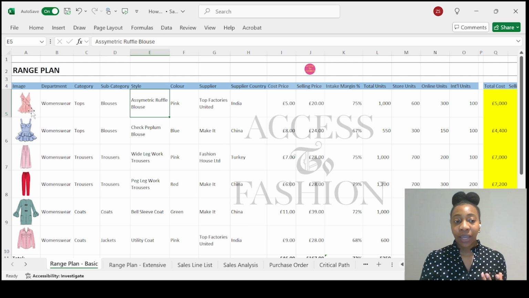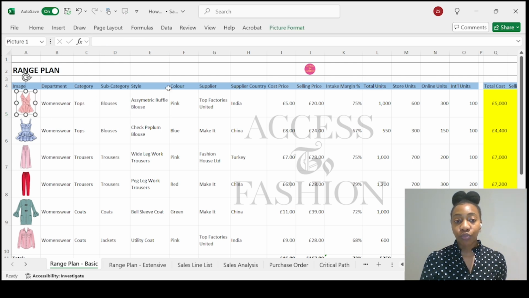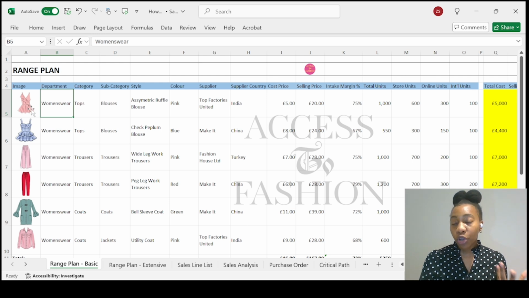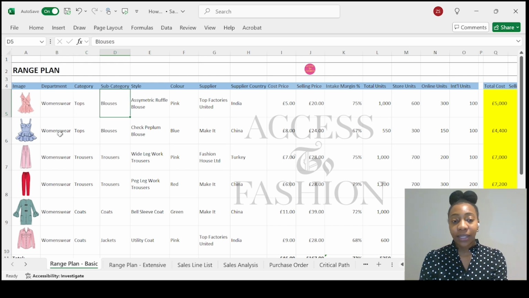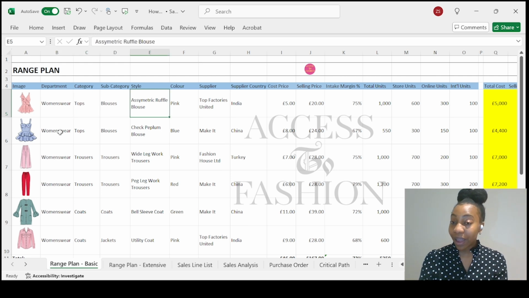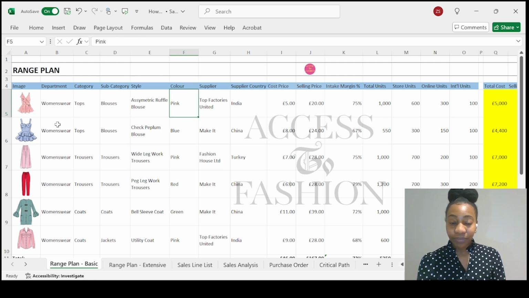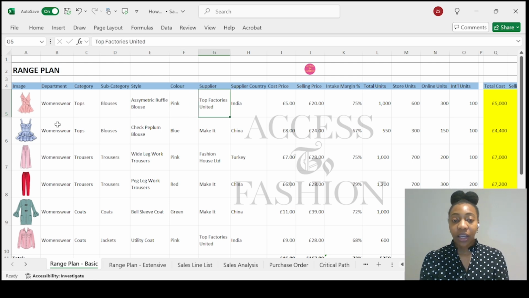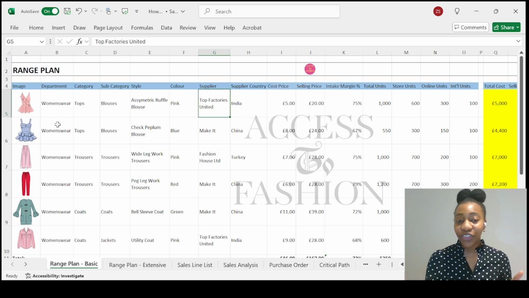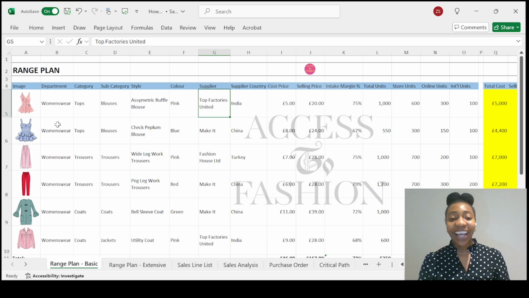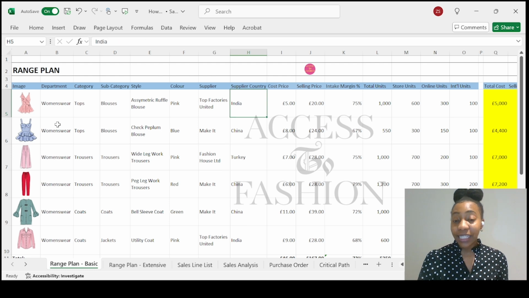So let's say here we've got our ruffle blouse. We've got a nice picture of it, possibly CAD'd up by the design team. Women's wear, tops, blouses, asymmetric ruffle blouse, that would be the style name. Then you would have its color, then its supplier. These are all completely hypothetical suppliers. Top Factories United is what I have here as a supplier, again just hypothetical, and supplier country is India.